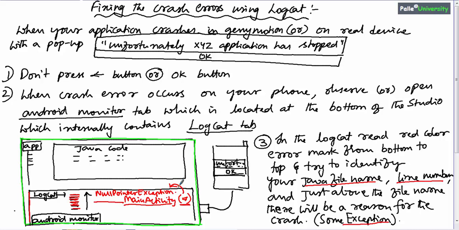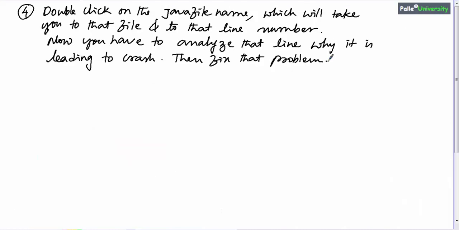Now step 4 is you have to double click with your mouse on this line. When you double click on this line, this will automatically open the Java file and take you to line number 7. Go to that line number 7 and analyze why the NullPointerException is coming and fix the problem. Step 4 is to double click on the Java file name, which will take you to that file and to that line number which is causing that error. Now you have to analyze that line, why it is leading to a crash, and then fix that problem.